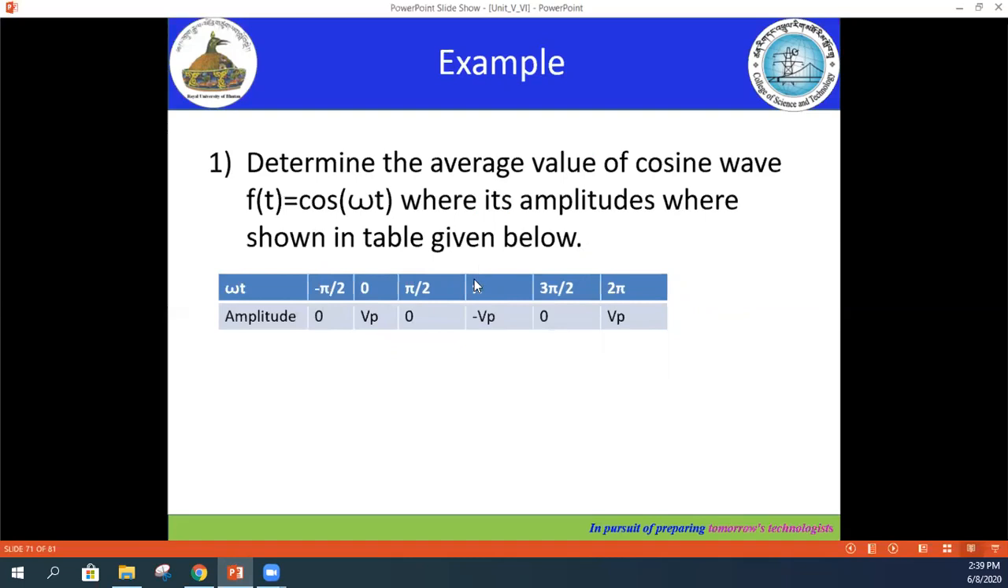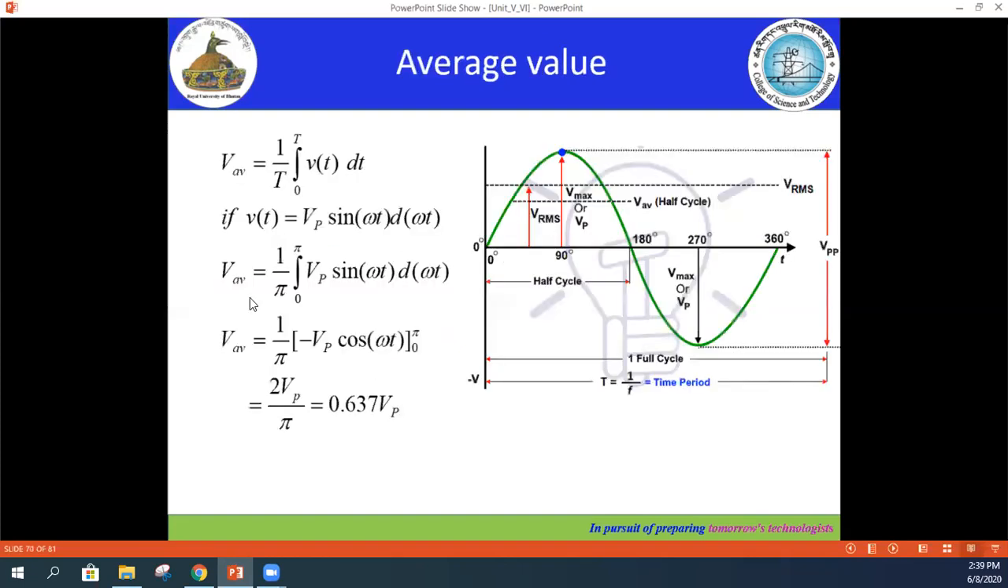In order to find the average value, you can either take from here to here or from here to here, and then you can try to calculate. Now this is the cosine function. Our previous example that we derived here is in the sine.